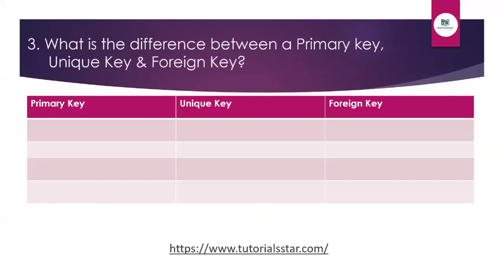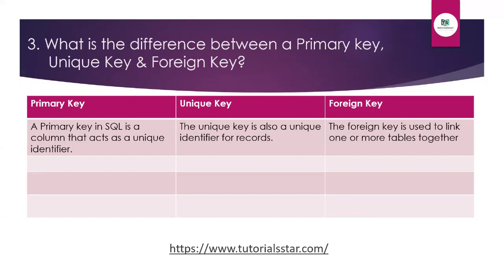The next question is, what is the difference between primary key, unique key and foreign key? Let's first see what is meant by each. The primary key in SQL is a column that acts as a unique identifier for each record in the table. The unique key is also a unique identifier for a record, for when the primary key is not present in the table. Next, we have the foreign key. The foreign key is used to link one or more tables together, and it is known as the referencing key for that table.